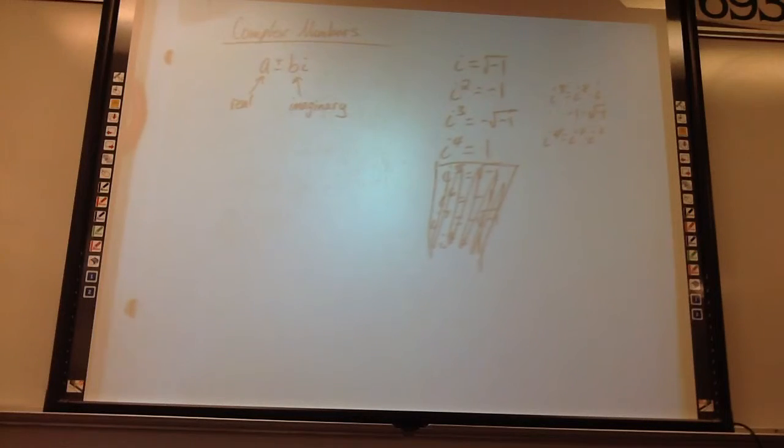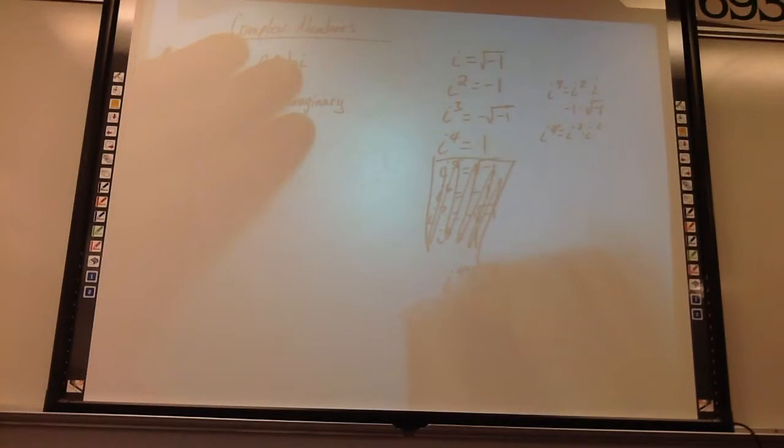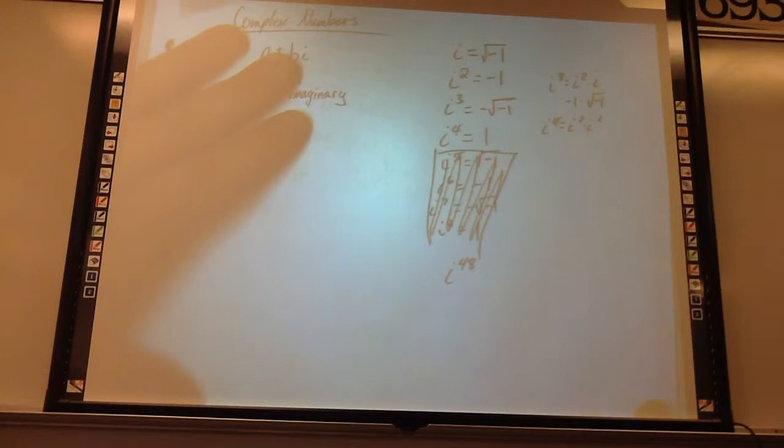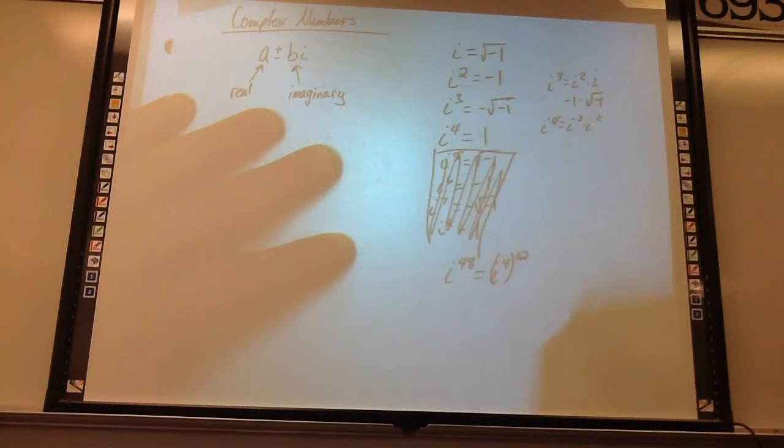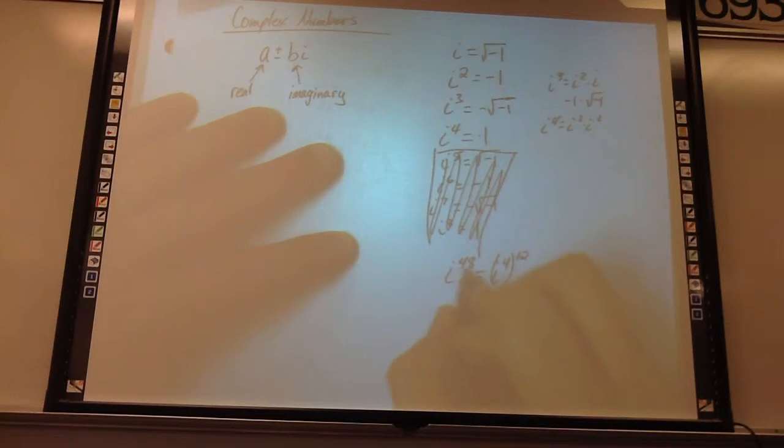So going back to that question, how would you find i to the 48th power? The way you do that is just figure out how many i to the fourths that is, and then see if there are any leftovers. What I mean by that is, if I do i to the fourth to the 12th power, isn't that the same as i to the 48th? Yeah, because with a power to a power, you multiply them. So really you just divide that number by 4. It's 12. So i to the fourth is 1, so this is the same as 1 to the 12th power. It's 1.